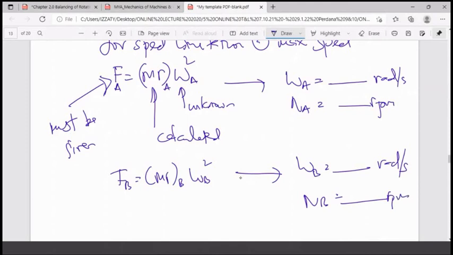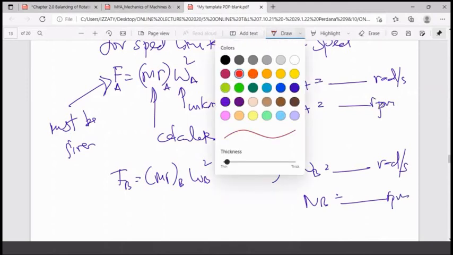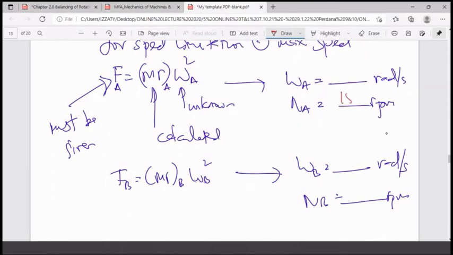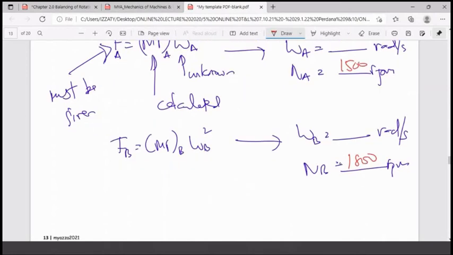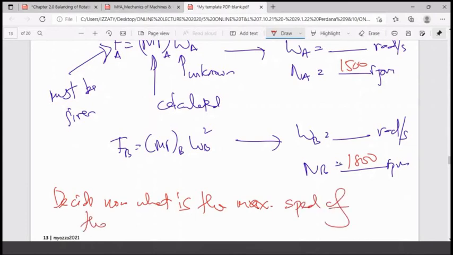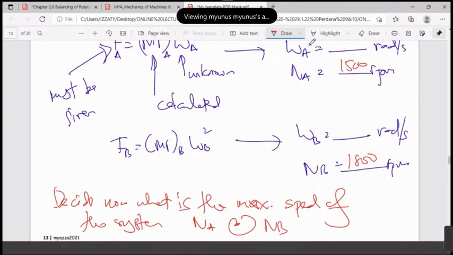For example, I'm assuming here, let's say that you have 1,500. This one is 1,800. Then you have to decide now what is the maximum speed of the system: NA or NB. And now you tell me. So what is the maximum speed of the system?